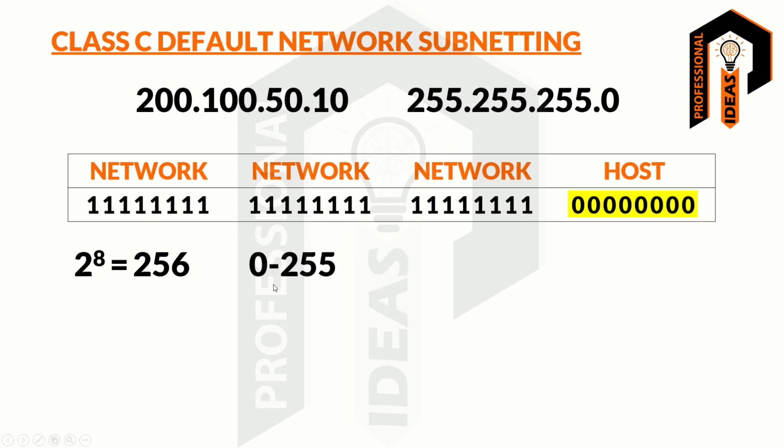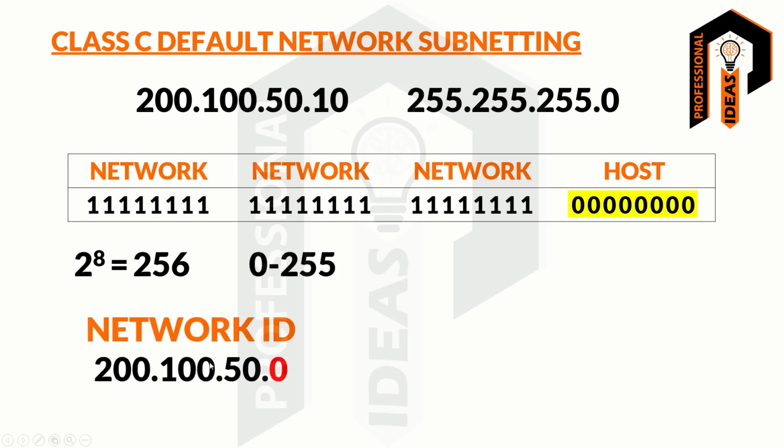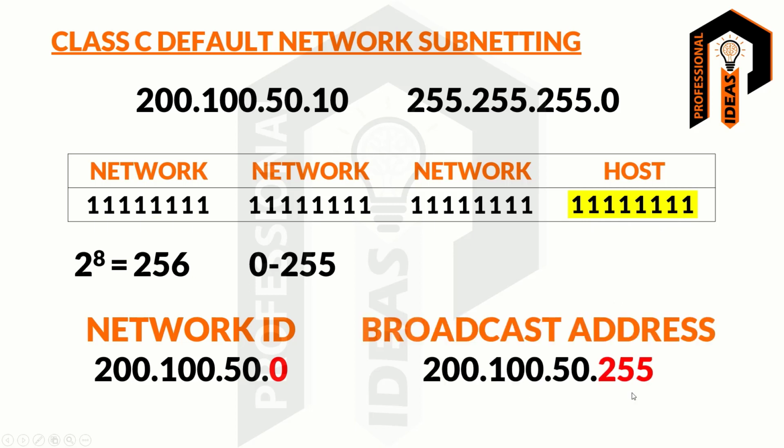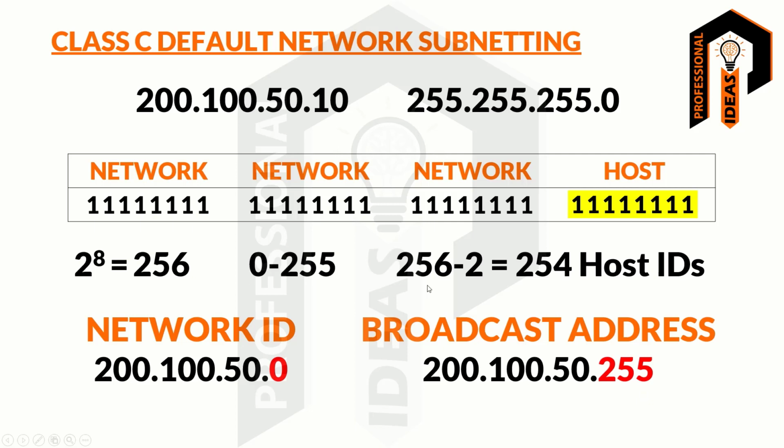But 0 and 255 are not valid host IDs because if we turn all the host bits off, we get the network ID 200.100.50.0. So we cannot assign 0 to a host device. And if we turn all the host bits on, we get the broadcast address 200.100.50.255. So we cannot assign 255 to a host device as well.